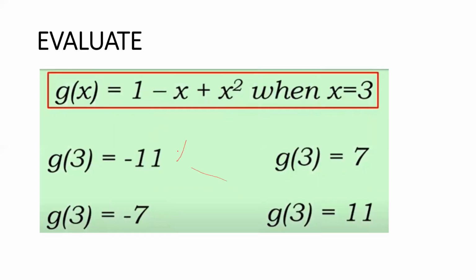How about if you are tasked to evaluate this? These are the choices here for this given. You have to evaluate g of x is equal to 1 minus x plus x squared when x is equal to 3. Pause this video and answer.